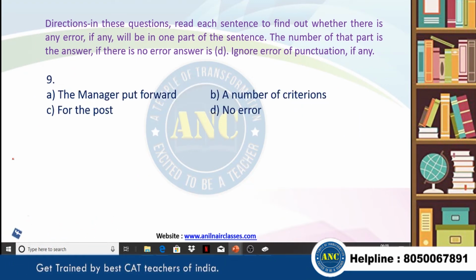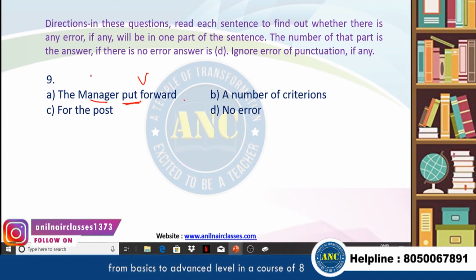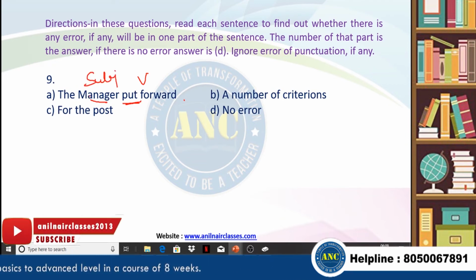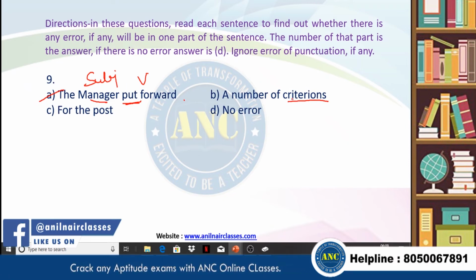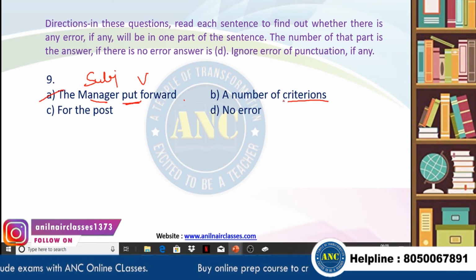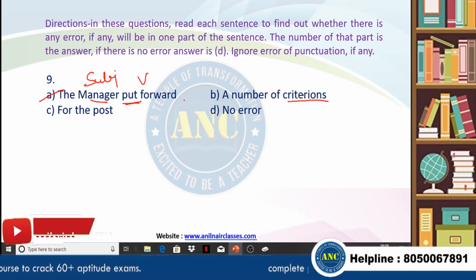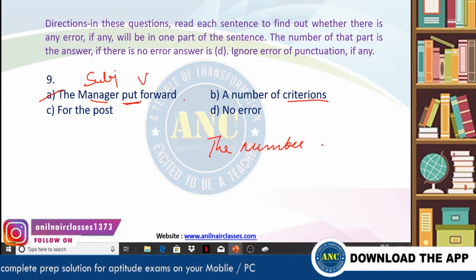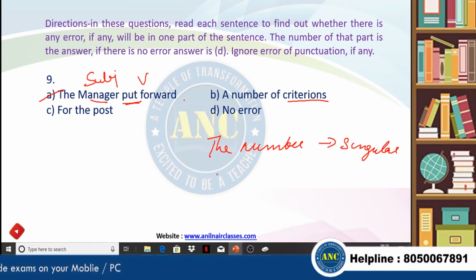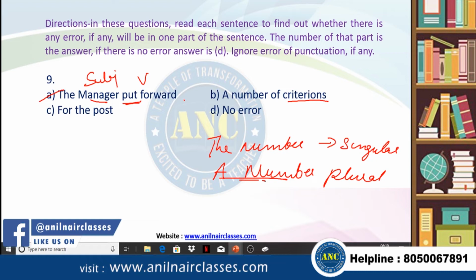Right? Next, the manager put forward. So put forward is our verb. Who put forward? Manager. Manager is the subject over here. Fine, perfectly fine. A number of criterions. When you say criterions, is it fine? Tell me. A number of what? After a number of, we always need a plural. The number is always singular, but a number is always plural. So when we know that a number is plural, can you put criterions over here? Criterions is singular.